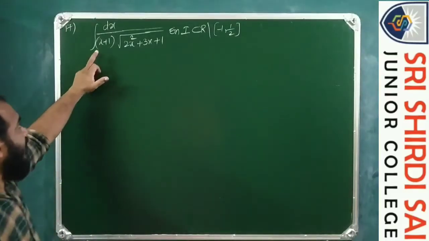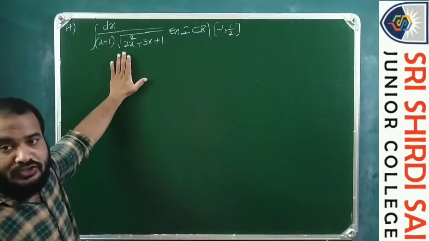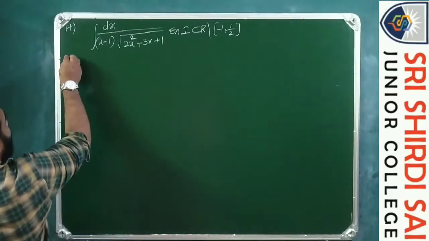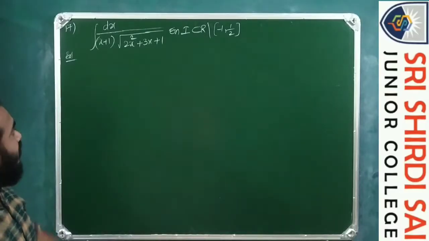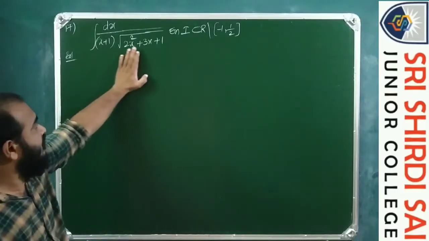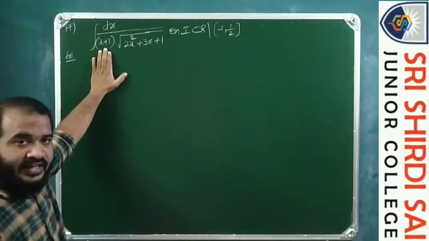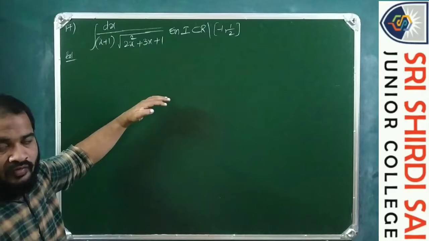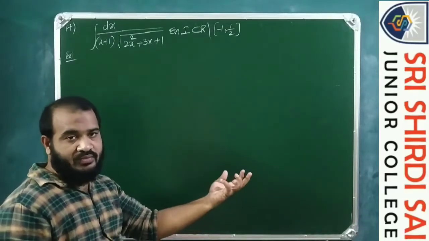Integral dx by x plus 1 into square root of 2x square plus 3x plus 1. So this is a special type. How do we do the special type of integral? Here this is a linear and this is a square root of quadratic. So linear expression is to be taken as 1 by t. We kept on taking it equals to t as far as substitution is concerned.